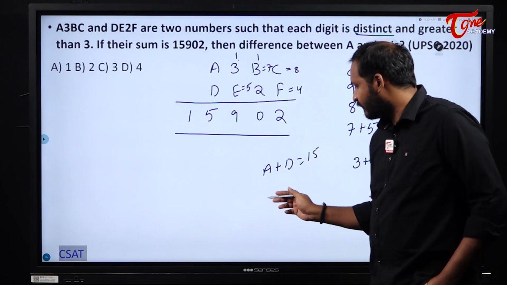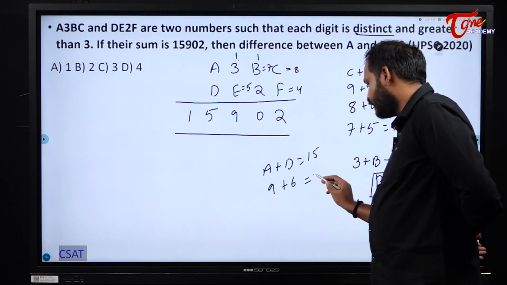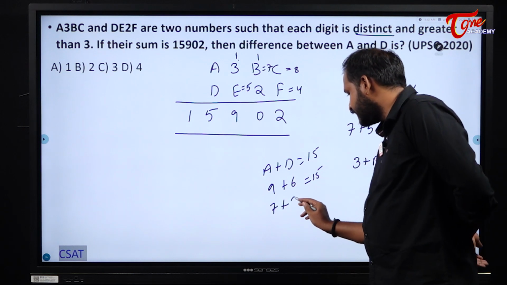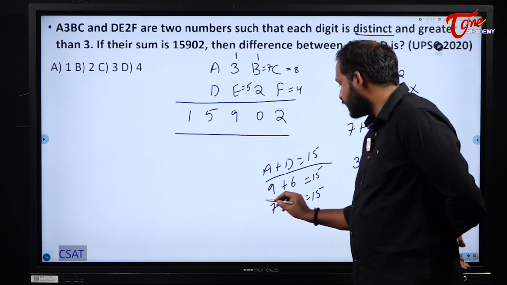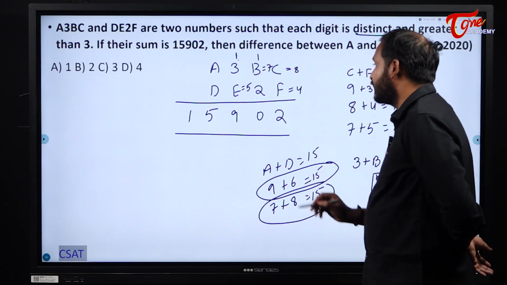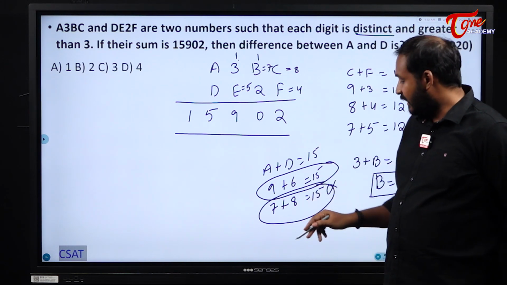Chances we will see first of all. See here, 9 and 6, one chance is 15. There is a chance. Or else what can I take? 7 and 8, there is another chance which is also equal to 15. But I am not going to consider this 9 and 6. I am not going to consider this 7 and 8. What is the reason? The reason is already I have taken 7 and 8 here. That is the reason I cannot take.